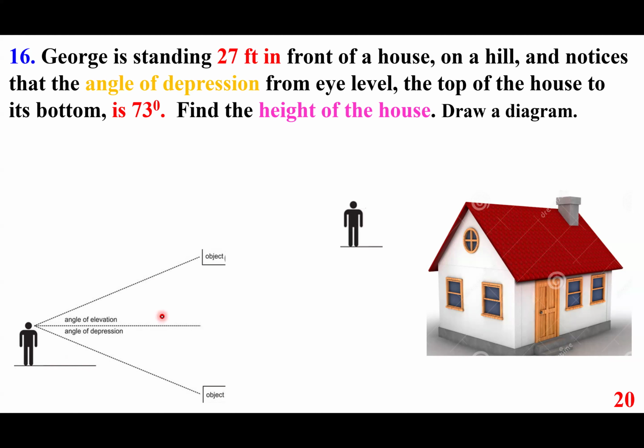standing at top of the hill. So this is top of the house, and this is the bottom of the house. So we are interested in this height, and this is the angle of depression. This is the horizontal. And so this angle is 73 degrees. This distance is 27 feet, and this height is missing, everybody.